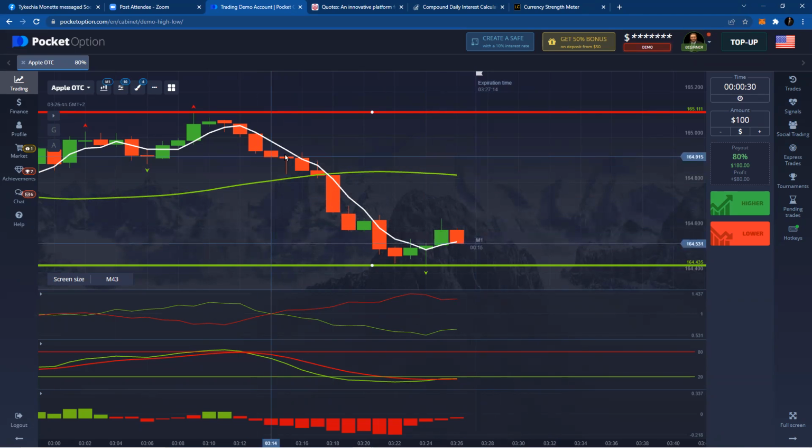I would have passed on these 2 and then this one because they're very, very shallow candles. So I would have passed on them.